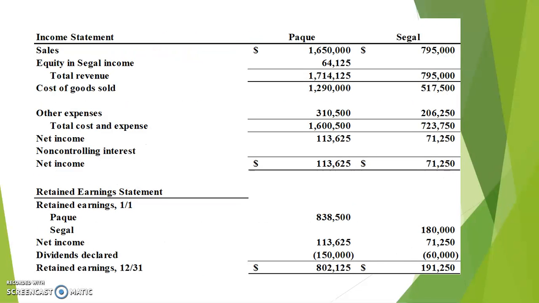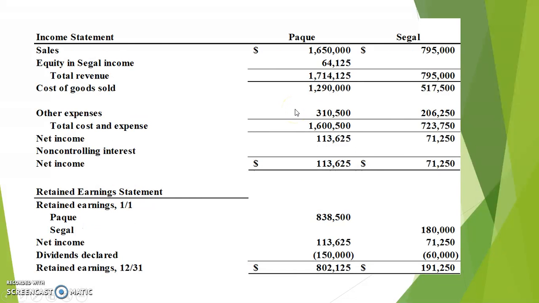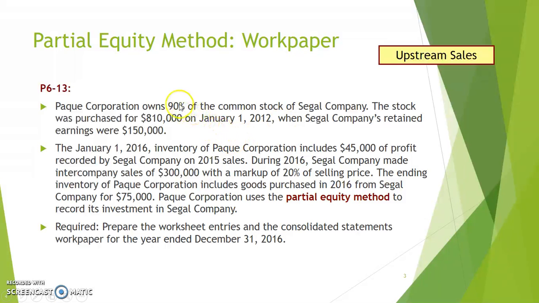In this question, we would note you have the income statement and statement of retained earnings for the parent company Prac and the subsidiary Seagull. We also have the balance sheet for the parent company Prac, which shows investment in Seagull at $847,125. Now you would note that the company was acquired for $810,000.